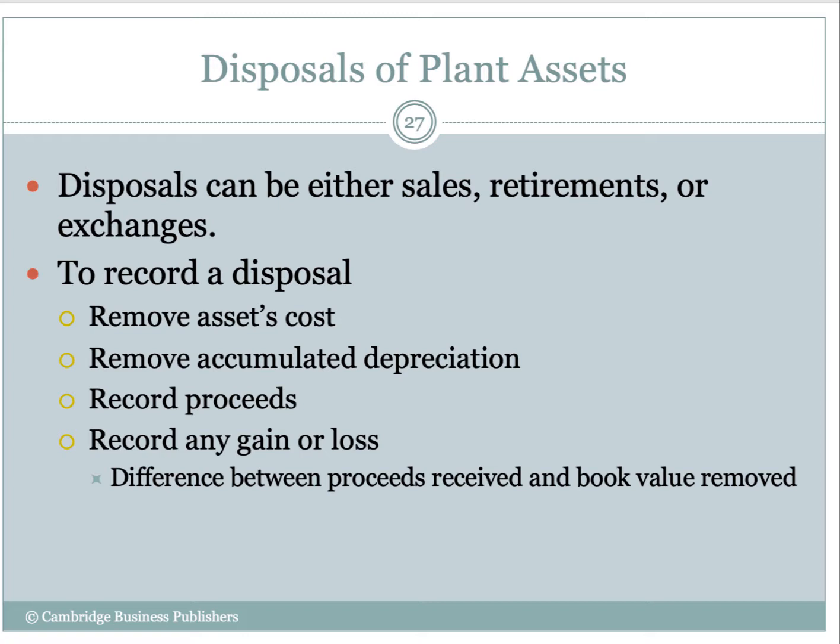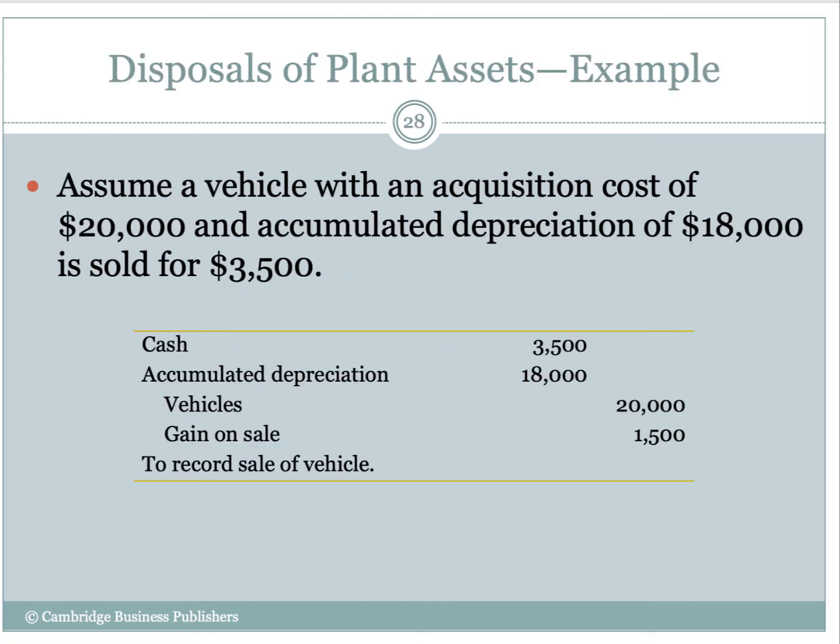So how do we tell if we have a gain or loss on an asset disposal? Well, it's the difference between what we receive and the book value that we removed, okay? I know this, again, might be as clear as mud. For right now, just take it for what it's worth. We'll work through some examples.